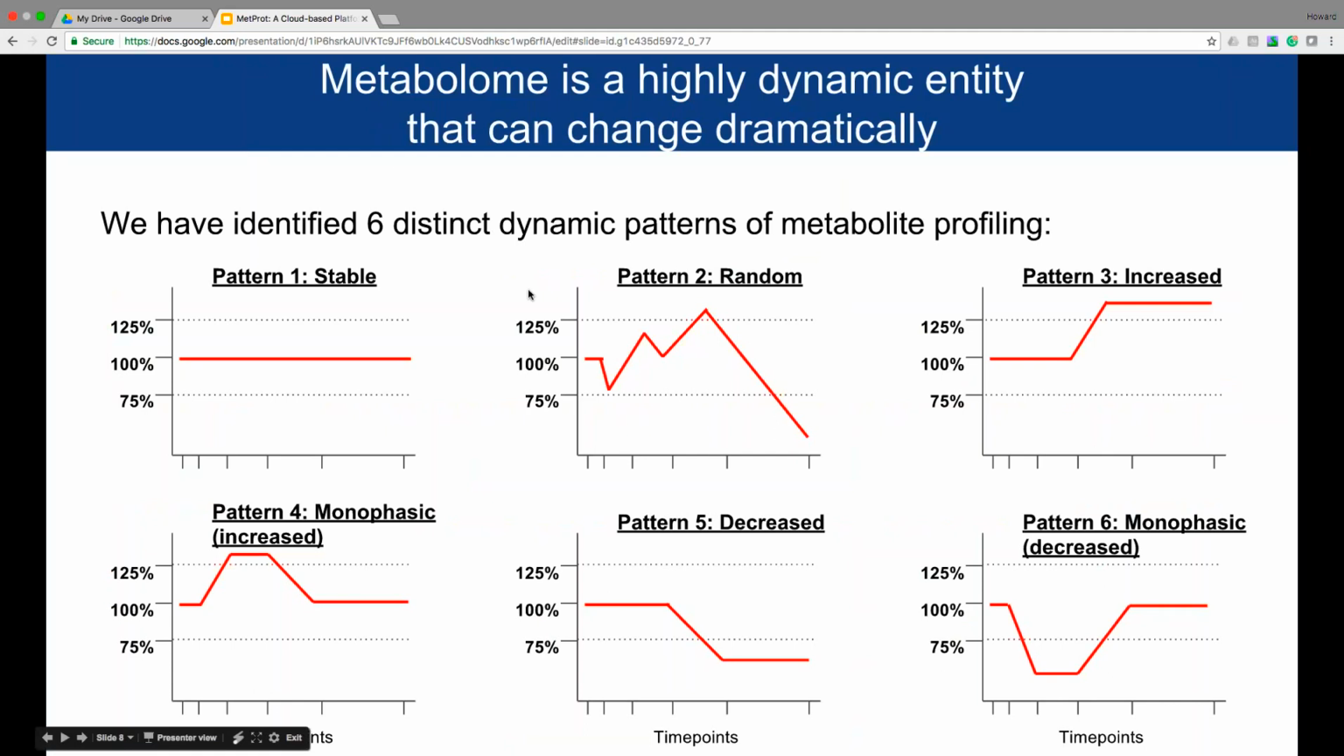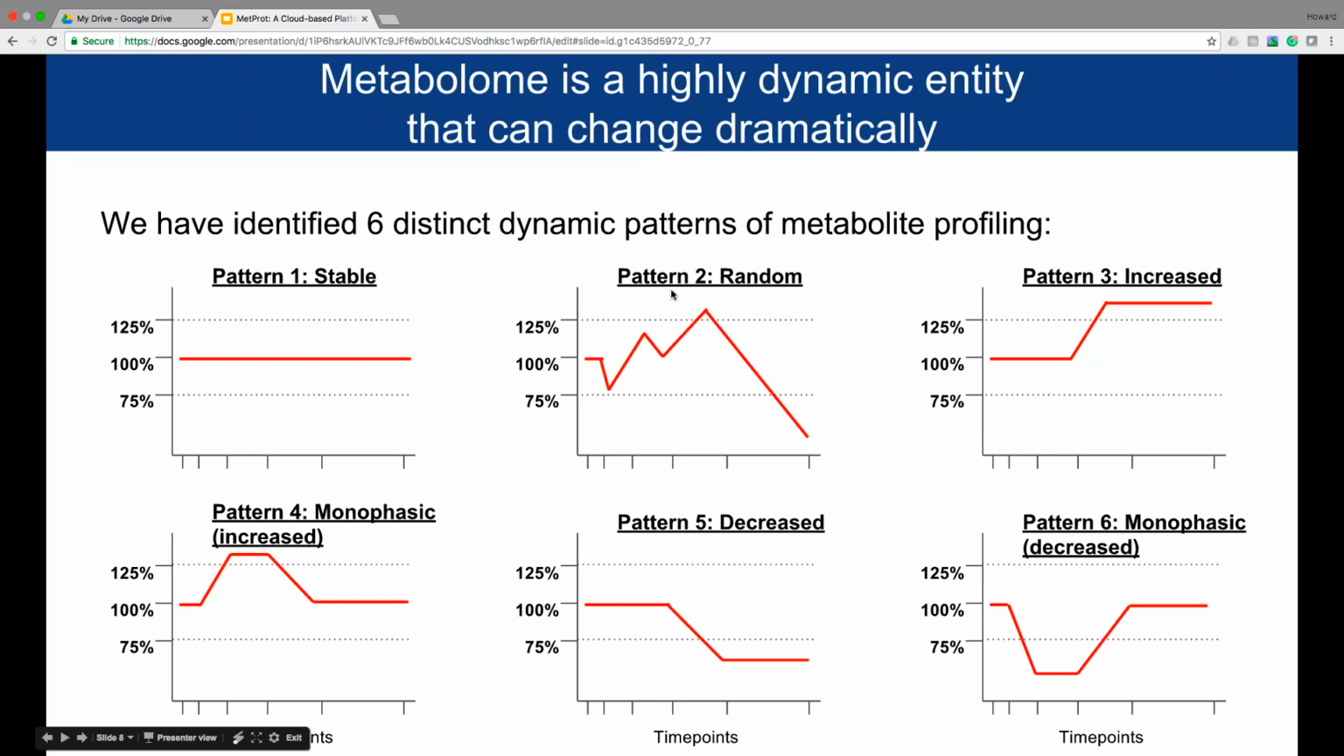So we have to set the threshold based on the distribution of the data, and then classify, and then we have to come up with different patterns. Different patterns of the metabolites, and then go over the metabolites of each strain and assign the metabolite a pattern number.